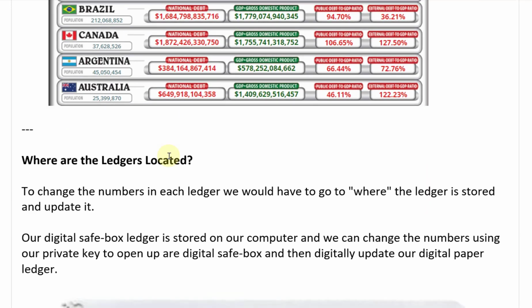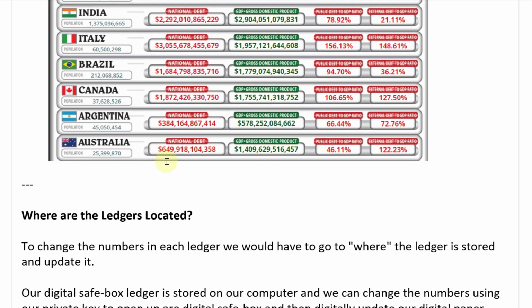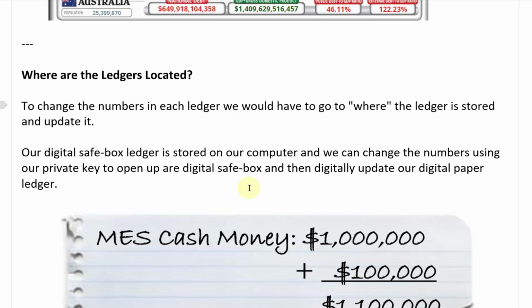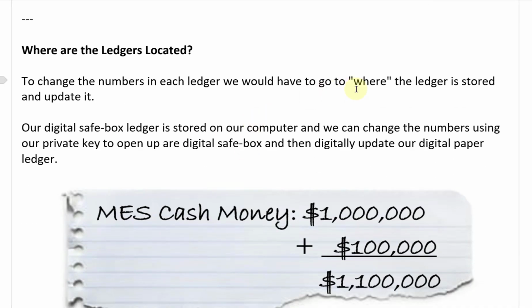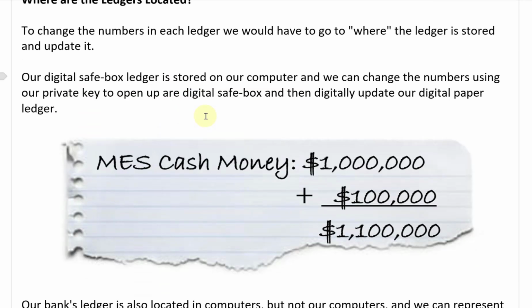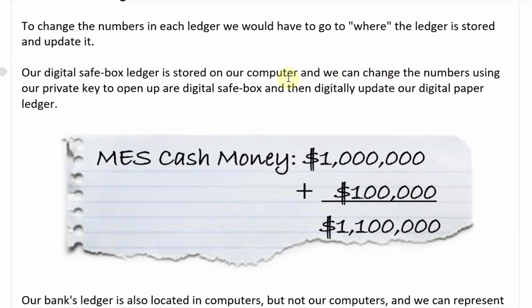So anyways, continue further. Now the question asks, where are the ledgers located? To change the numbers in each ledger, we would have to go to "where the ledger is stored" and update it. Our digital safe box ledger is stored on our computer, and we can change numbers using our private key to open up our digital safe box and then digitally update our digital paper ledger. So we can go inside the box, see what the numbers are, update it, and then lock it again.